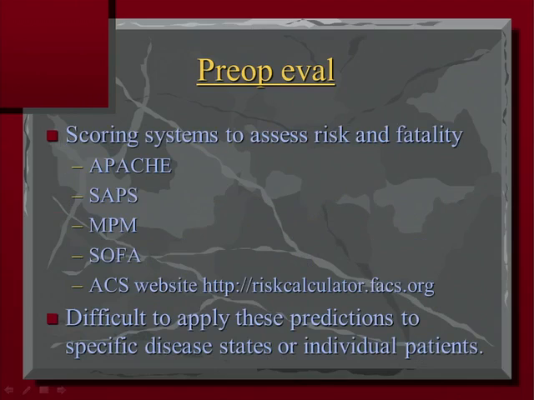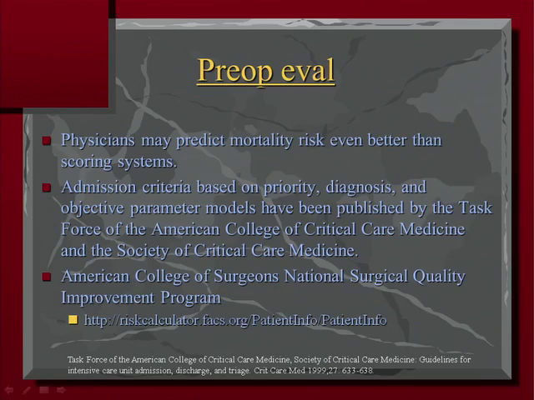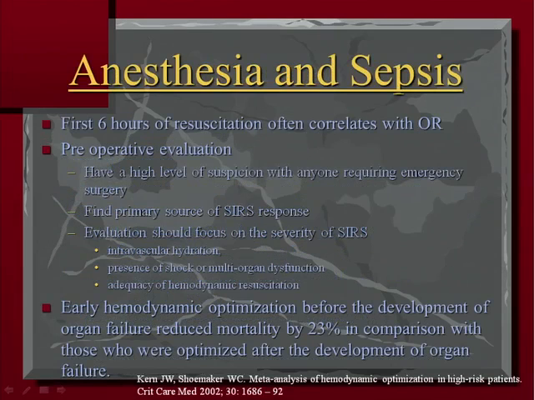All kinds of scoring systems, none of these apply. These are for populations. They're really difficult to apply to specific disease states or individual patients. The best indicator is really just the physician. Physicians predict morbidity and mortality way better than any scoring system. The American College of Surgeons and their SCIP program do have a risk calculator online where you just enter in all the information. It'll give you the perioperative morbidity, but again, best indicator is the physician himself.